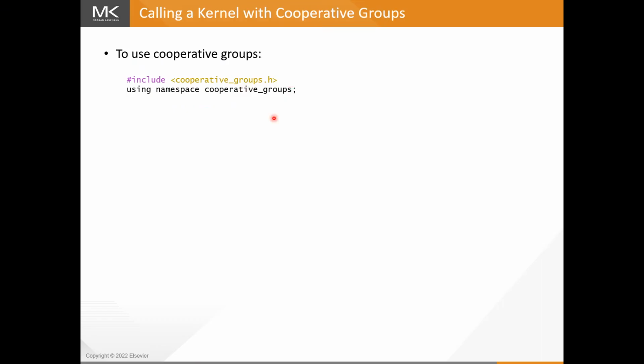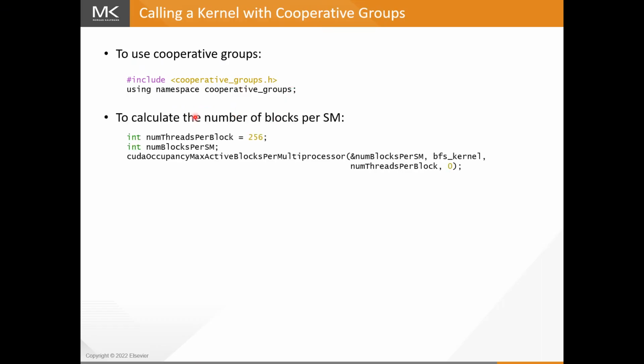So how do I find out the number of blocks that can run per SM? This code right here helps me do that. This function, cudaOccupancyMaxActiveBlocksPerMultiprocessor: I give it a kernel, and I give it the number of threads I want per block, and it returns to me the number of blocks per SM. I can also give it how much dynamic shared memory I want per block. Okay?